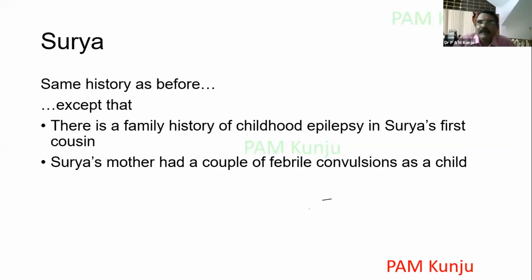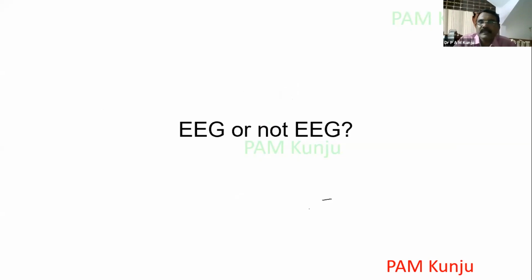But with the same history, except that there is a family history of childhood epilepsy in Surya's first cousin, and Surya's mother had a couple of febrile convulsions as a child, what will be your opinion, EEG or no EEG this time? In spite of this history, still our diagnosis is syncope, following which there is a reflex seizure, no EEG.